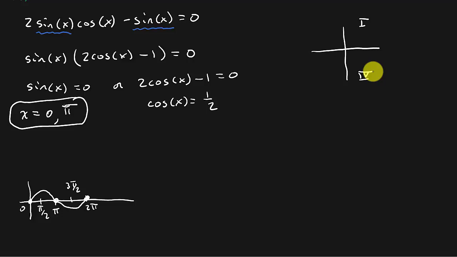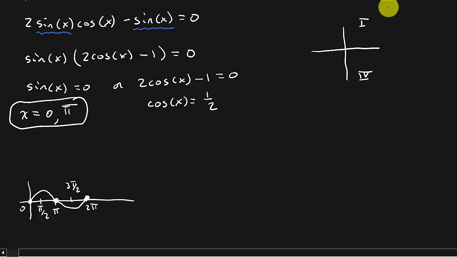Is my reference angle one of my solutions? Yeah, I'm in the first quadrant. One of my solutions is in the first quadrant, so the reference angle is a solution. So that's x equal, well, the cosine of what is 1/2? 60 degrees, but we're in radians, so that's pi over 3.